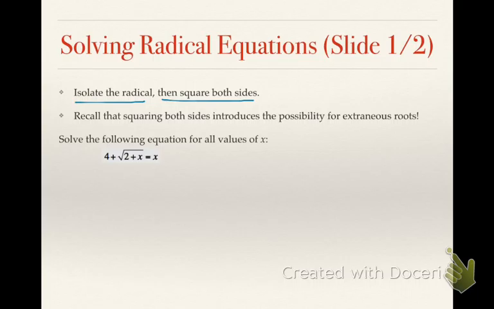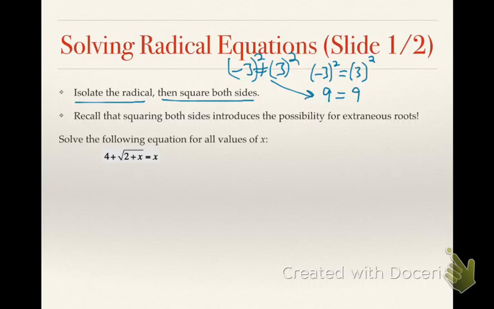Now, when you square both sides, however, it introduces the possibility of an extraneous root. If you have 9 equals 9, that could have come from negative 3 squared, or it could come from positive 3 squared. But obviously, negative 3 is not equal to positive 3. But if you were to square both sides, that will give you 9 equals 9, a true statement. So squaring both sides introduces the possibility of extraneous roots. So you have to check your answers.